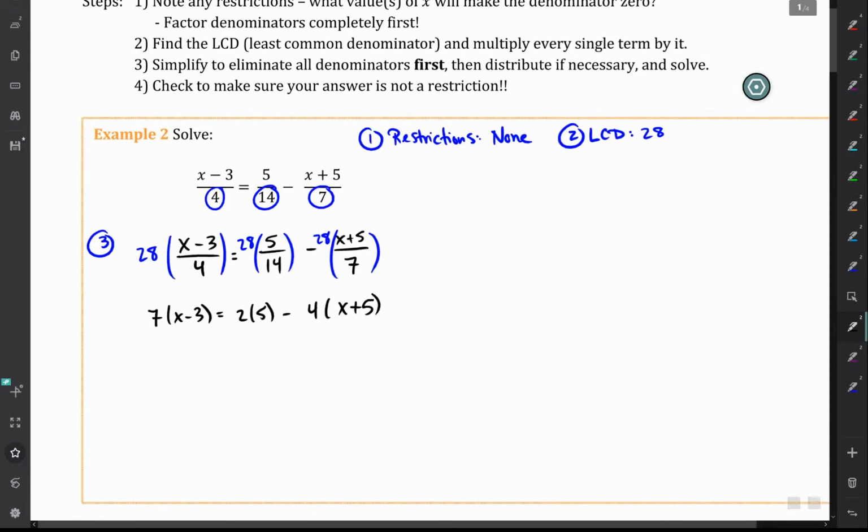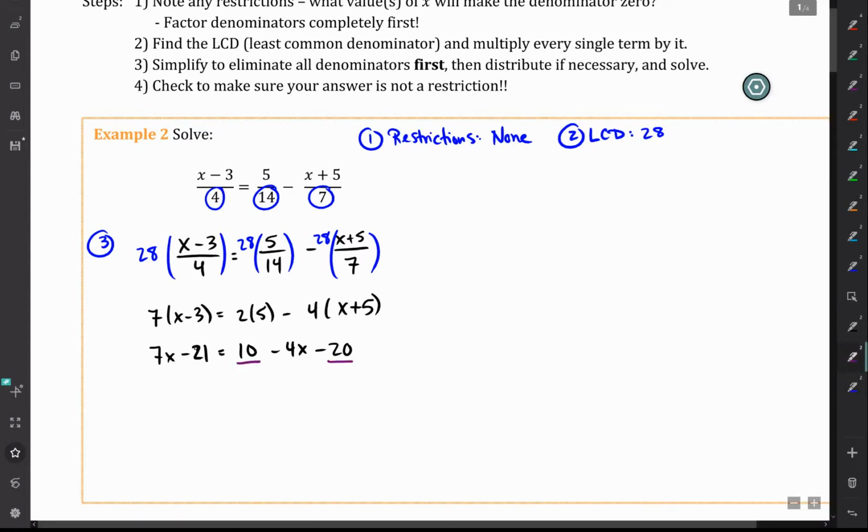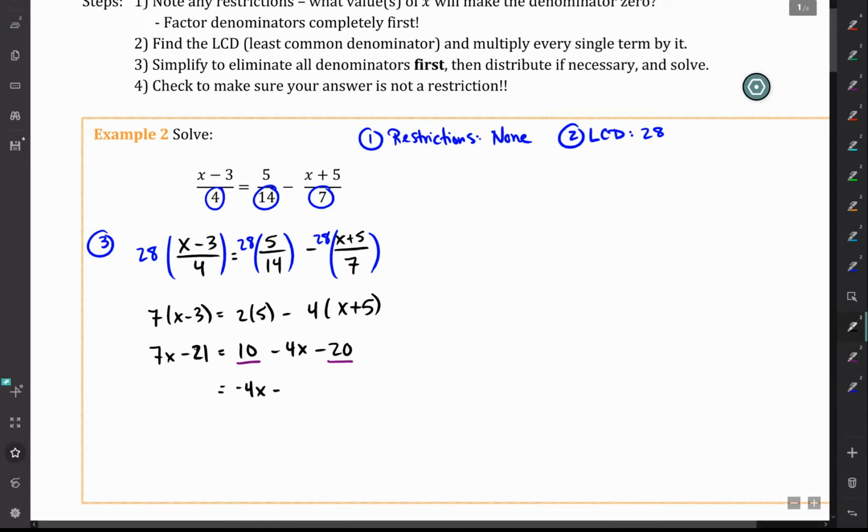And now in this next step I'm going to distribute, and I'm going to be very careful that when I distribute the negative 4, I remember to distribute the negative sign both into the negative 4x and into the negative 4 times 5, which is 20. The reason there's a negative sign here is because I'm distributing this whole negative sign into both spots right there. And now I'm going to combine like terms over here. So 10 minus 20 is negative 10. So this is negative 4x minus 10 equals 7x minus 21.